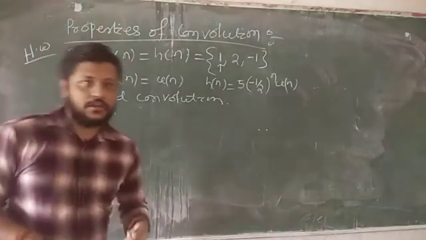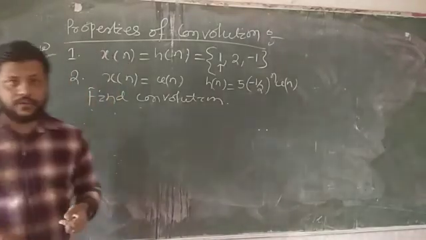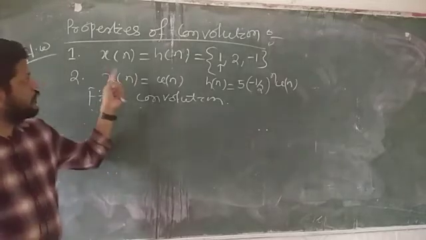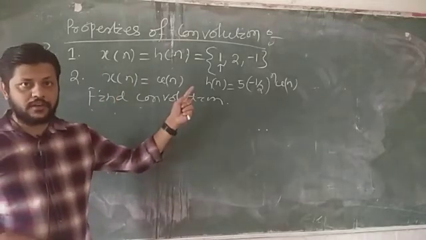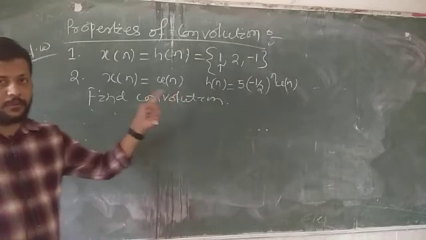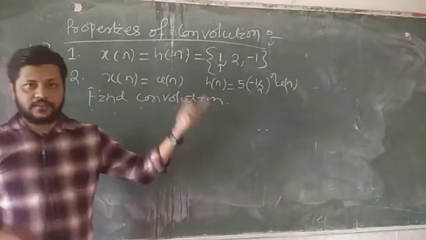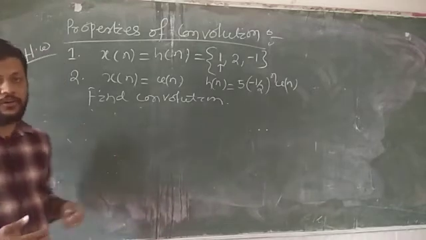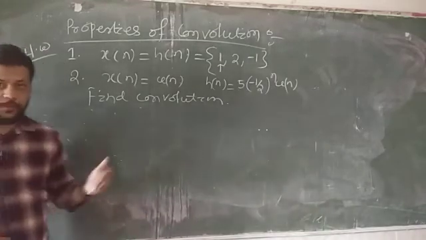So before we start the next chapter, that is your properties of convolution, first I have given you two homework questions here. In the first question we have a finite number of sequence, you can see here, that consists of only 3 samples. Both xn and hn are the same, that is 1, 2, minus 1, and you need to find the convolution.